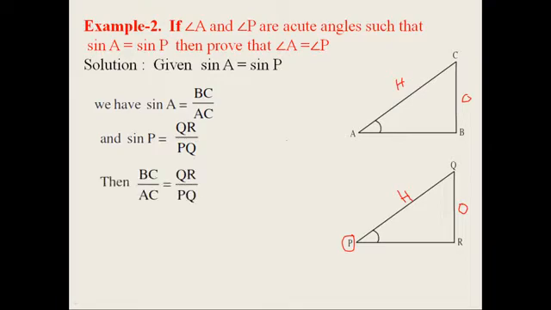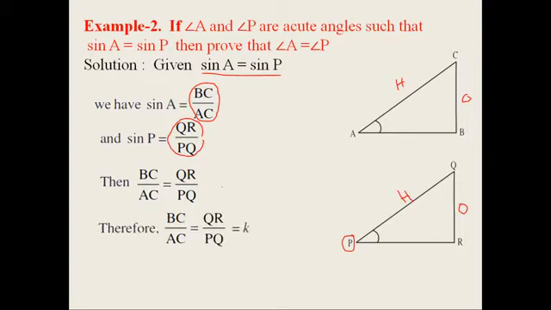Now BC by AC is equal to QR by PQ. Why? Because here it is given that sin A is equal to sin P. So sin A is nothing but BC by AC and sin P is nothing but QR by PQ. That's why these two are equal. Therefore BC by AC is equal to QR by PQ is equal to K. Why? Because equal ratios means it is a constant, represented by K.